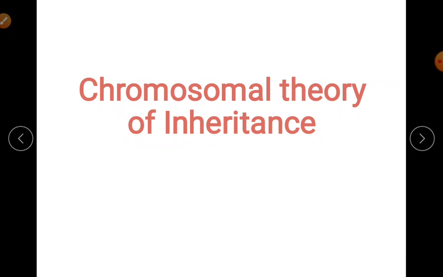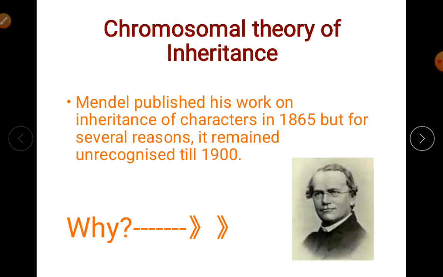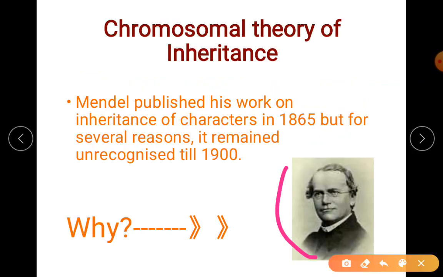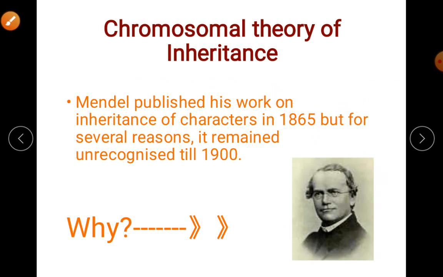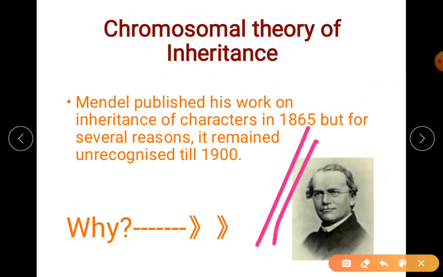So this is what was beneficial to him, and he gave his statistical record. But this is the person, Gregor Johann Mendel. Whatever his work was there, the biologists were not accepting it. So why was it not accepted?